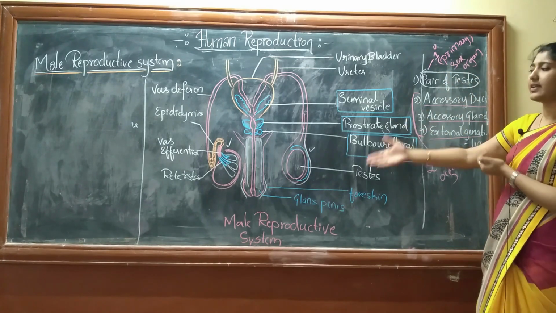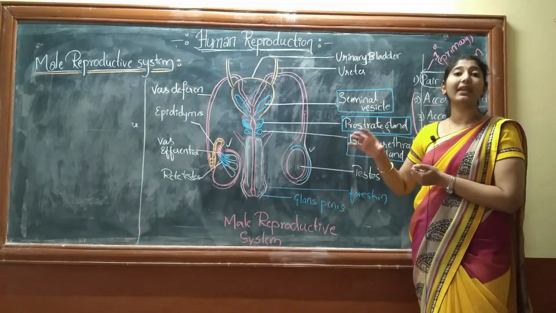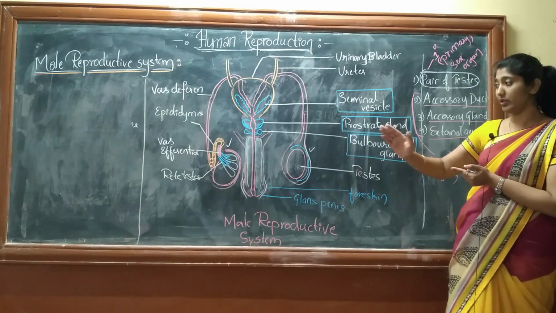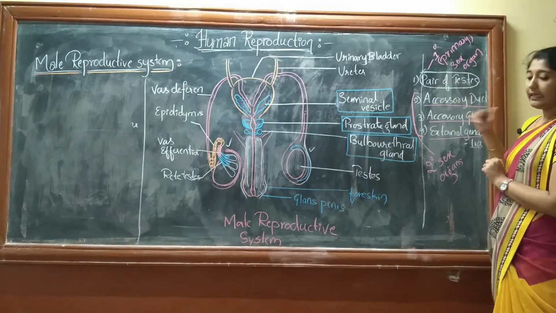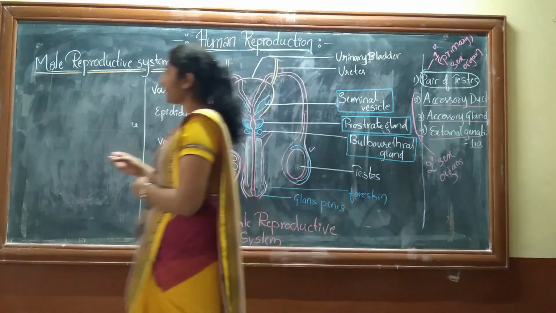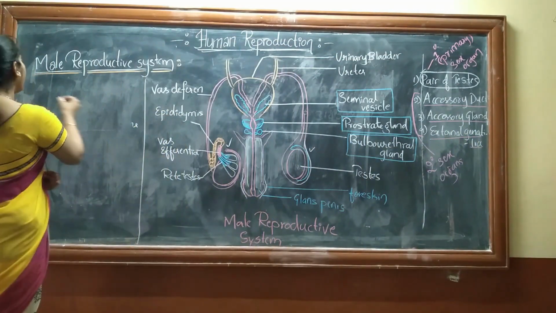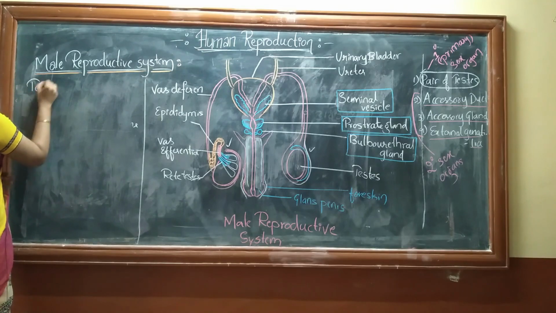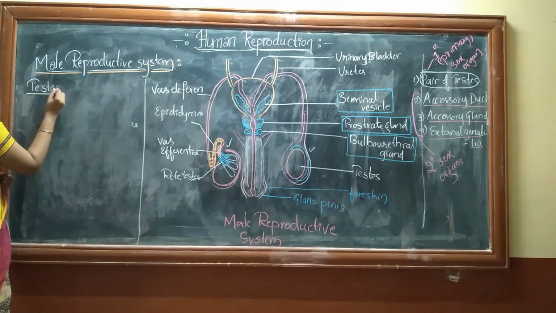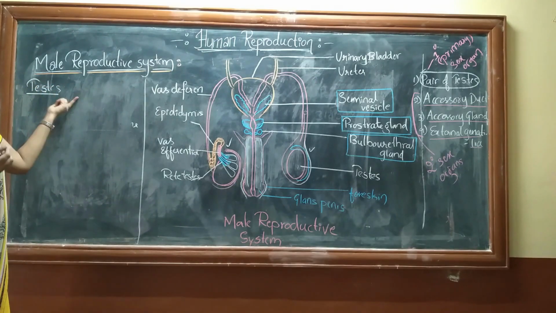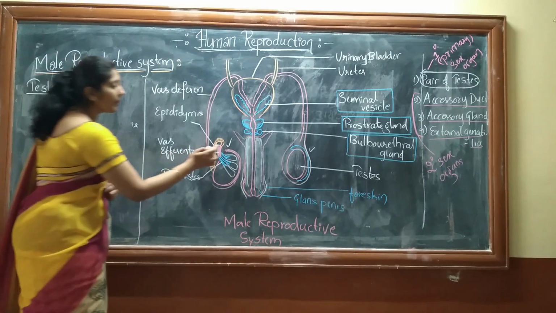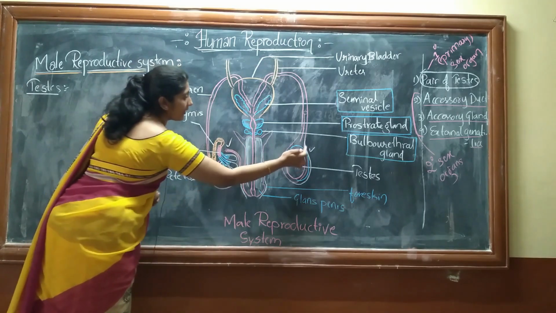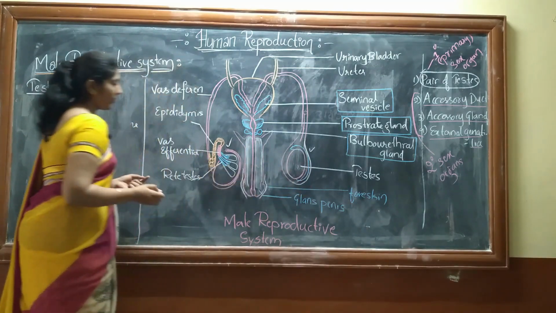Why do we call the testes primary? Because the male gamete, that is sperm formation, takes place in the testes. We will study one by one in detail. Let us study testes. Okay. Testes is the primary sex organ, I told you. Now, they are 2 in number. This is 1 and this is 2.